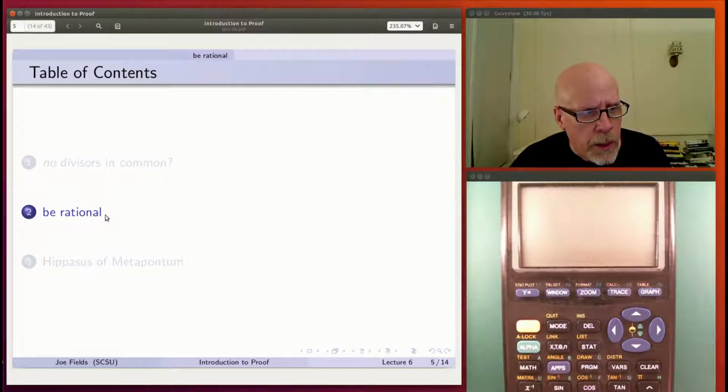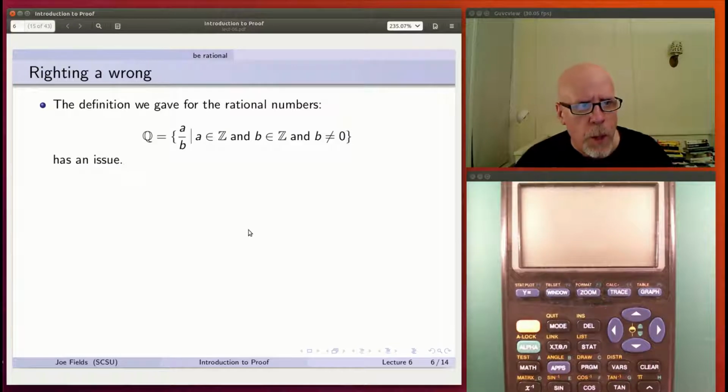So let's next see what that has to tell us about rational numbers. So back in 1.1, this is the definition we gave for the rational numbers. And it's pretty decent, but it's got an issue. Some people would not be concerned about this issue, but I think as we think more and more carefully about things like the rational numbers, you should get the idea that this is actually a problem.